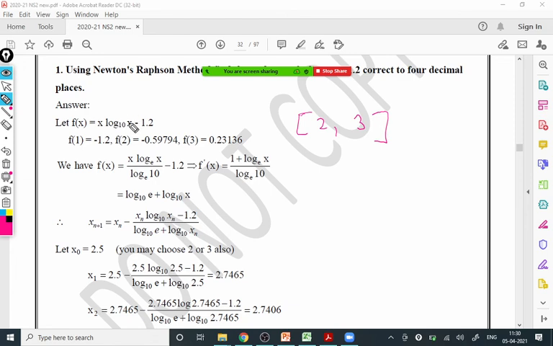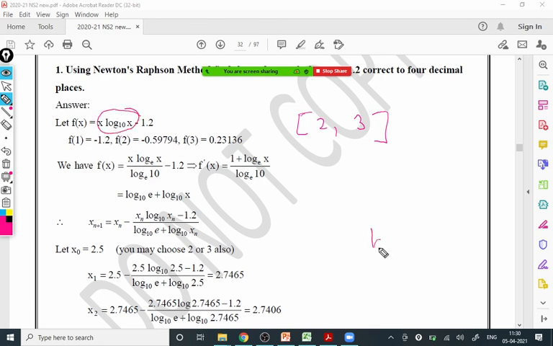To take a derivative of log x at the base 10, we cannot take directly. You cannot write the derivative of log x at the base 10 as 1 by x only. That is not correct. The derivative of ln x is 1 by x. So there is a change of base formula.